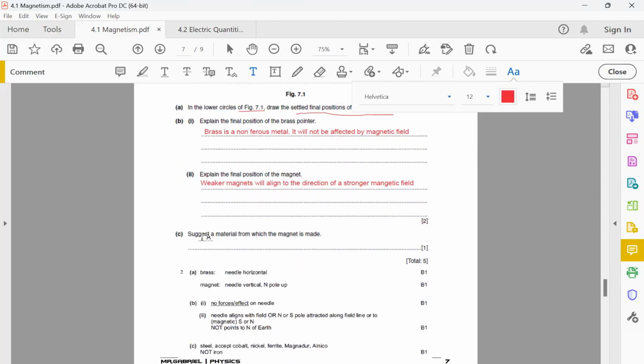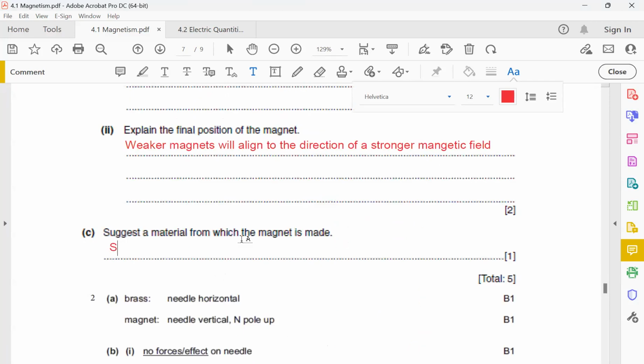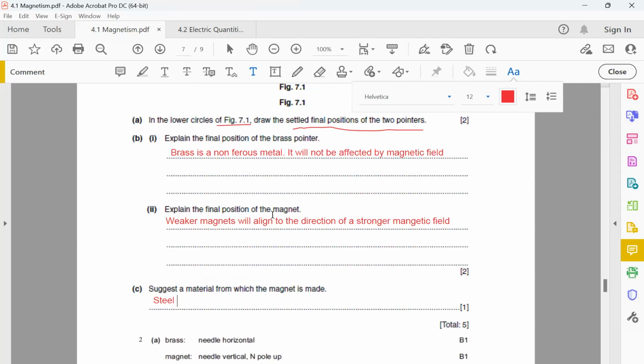Then after that, finally, they ask you to suggest a material from which the magnet is made of. It can be no other than steel because it must be a permanent magnet, right? Permanent magnets are always made of steel, guys. Okay, and that concludes the first question here. Anyone has any questions for this part or not?